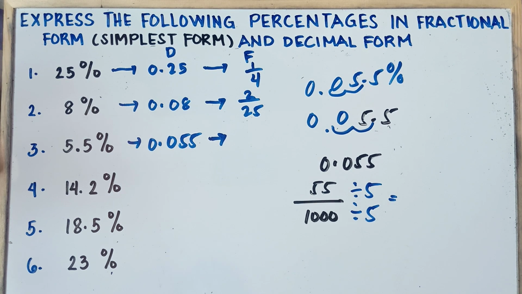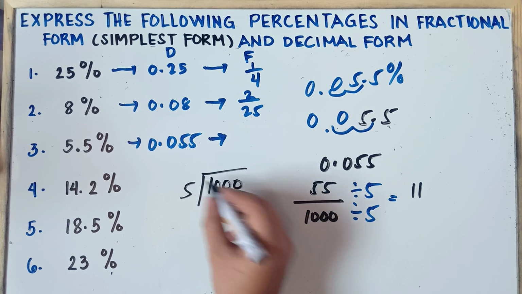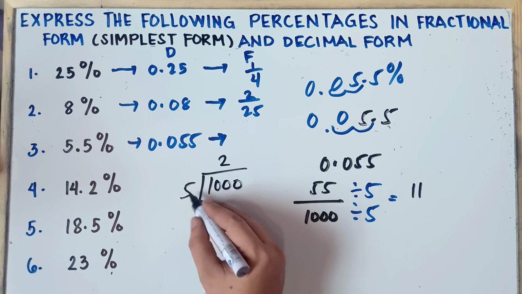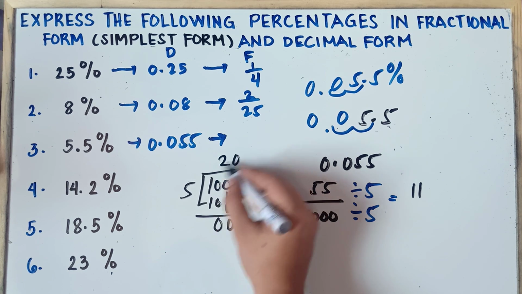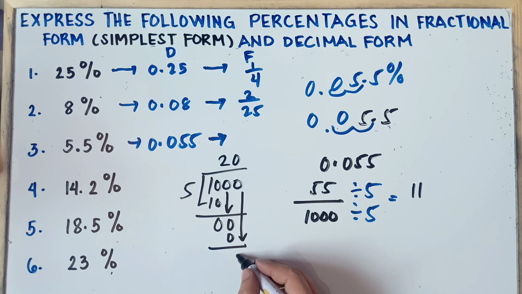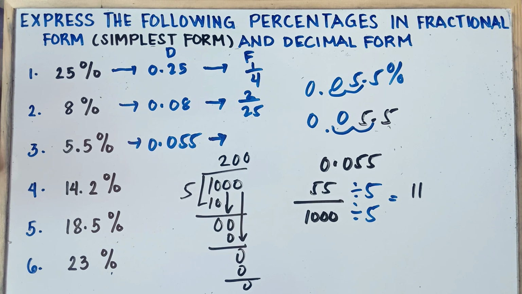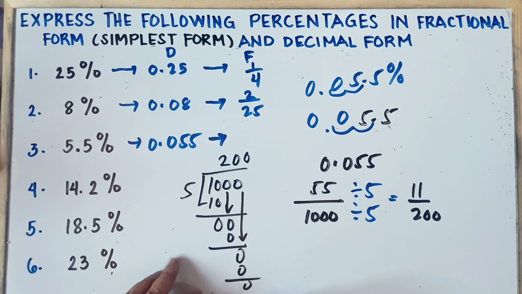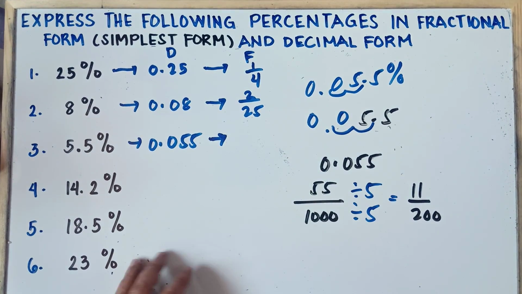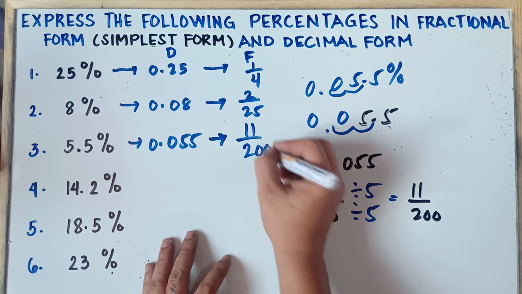So 55 divided by 5, that's 11. And then 1,000 divided by 5, let's double check that. 10 divided by 5, that's 2. 2 times 5 is 10, subtract, bring down 0. 0 divided by 5 is 0. 0 times 5 is 0. Bring down another 0. 0 divided by 5 is 0. Subtract. So that would be 200. So this is 11 over 200. That's it, class. Simple as that, class, for number 3.